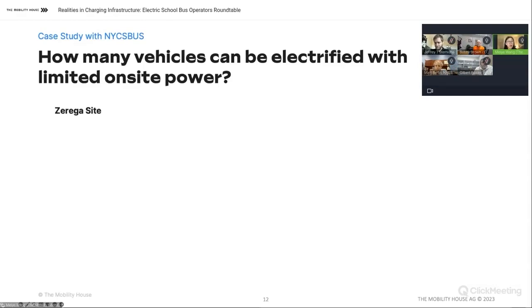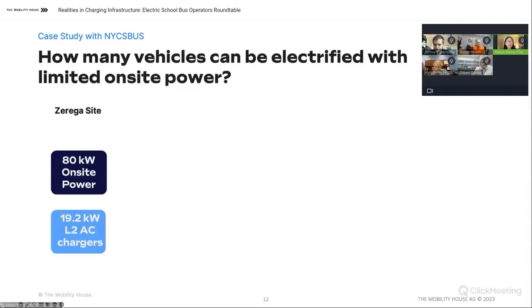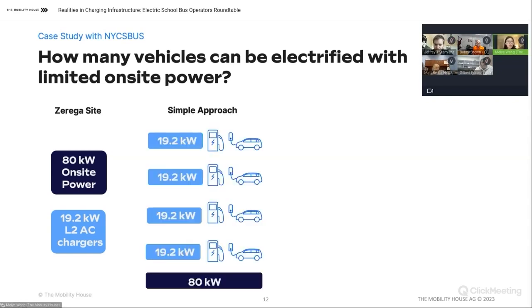At that time, NYCSBUS had already decided that they would be using 19.2 kilowatt L2 AC chargers. If you're thinking about this problem, a very straightforward way to calculate the number of chargers we can fit in with the 80 kilowatt power would be to divide 80 kilowatts by the full power of a charger, and that will give you the number 4. So 4 chargers can be fit in if they are all operating with full power. But this number, for a big bus fleet like NYCSBUS with an ambitious electrification goal, is a little underwhelming.